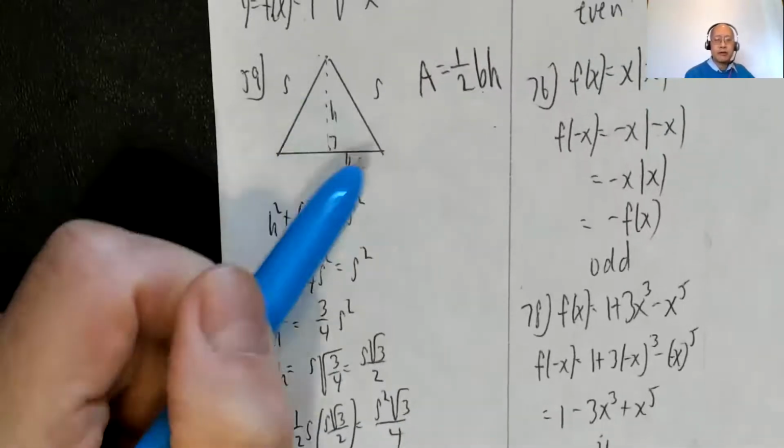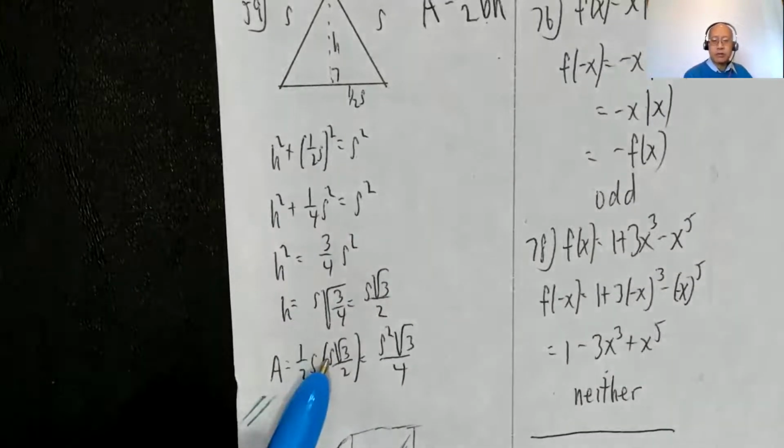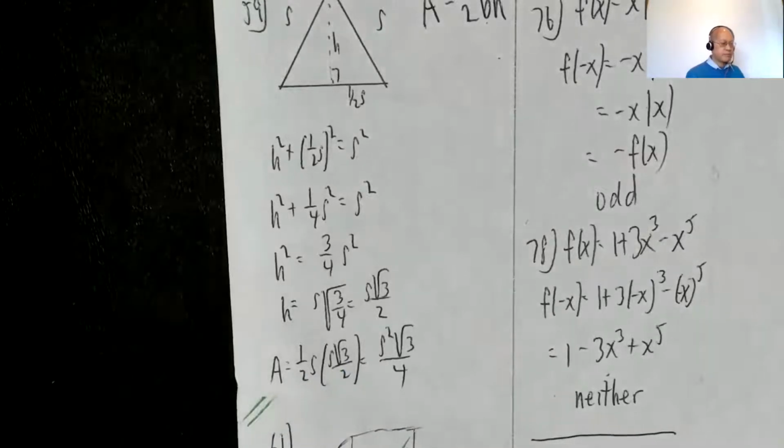And the formula for the area of a triangle is 1/2 base times height. So 1/2 s times the height, which we now know to be s radical 3/2. Final answer, s squared radical 3/4.